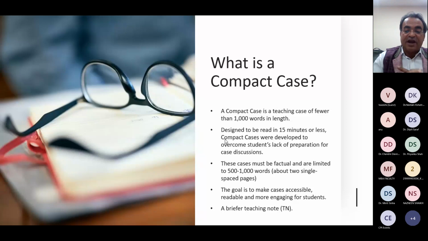Now, the goal of writing a compact case is to make them accessible, readable, and more engaging to students. That remains one of the important objectives of designing and delivering a case through a compact form. And unlike a typical case, the teaching note here would be much briefer and much shorter. I'll discuss that in the next slide.